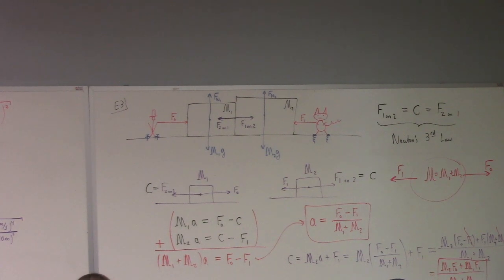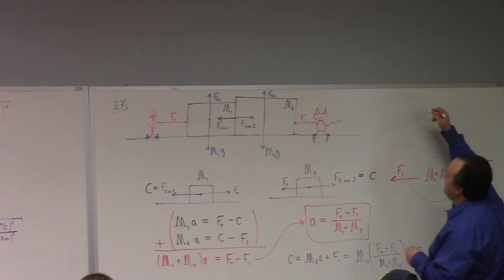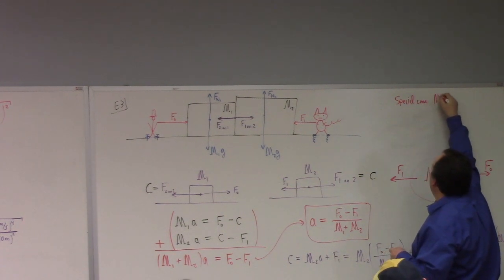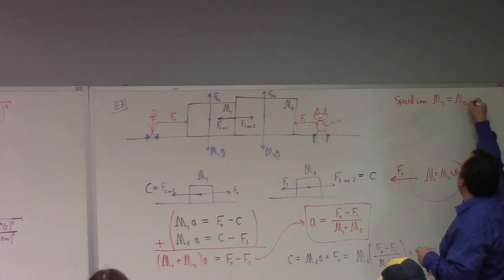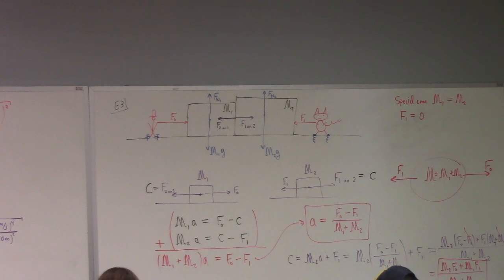What happens here? So let's think about some special cases. What would be a special case? How about this? So here's a special case. M1 equals M2, and how about F1 equals 0? What happens in that special case? Does it make sense? So we're just pushing, Mr. Top Hat's pushing, but that's it. Yeah, no friction still.